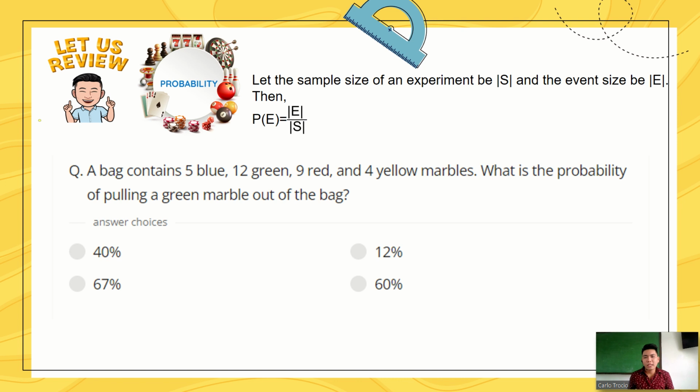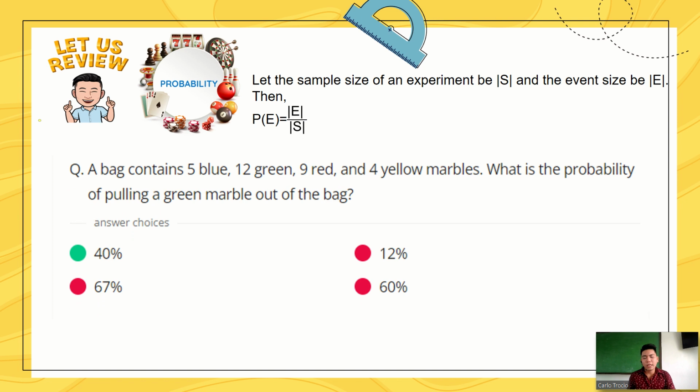So we need to find the event. So the event here is the green marble. So there are 12 green marbles. And then let us try to add the sample space. So 5 blue plus 12 green, that is 17, plus 9, that is 26, plus 4, that is 30. So there, 12 over 30, that is equal to 0.40 or 40%.